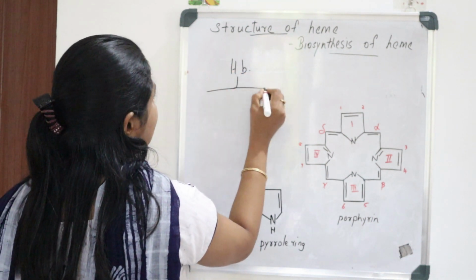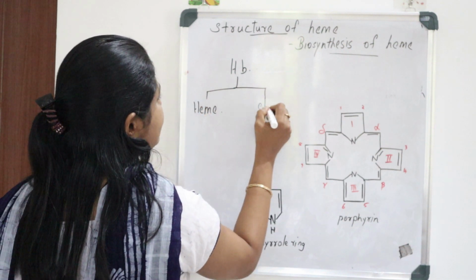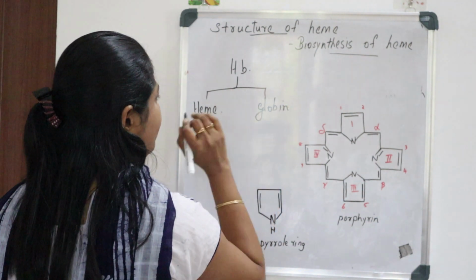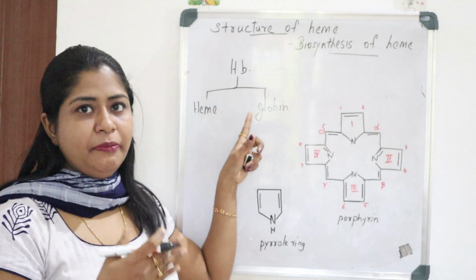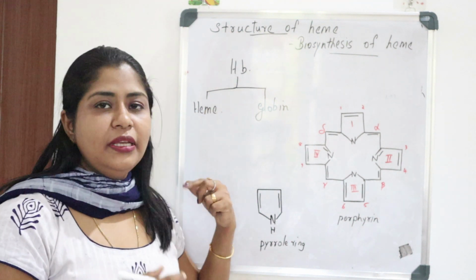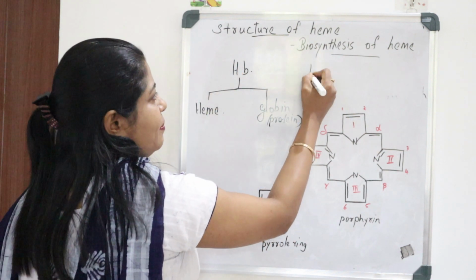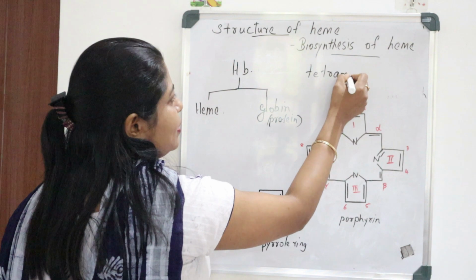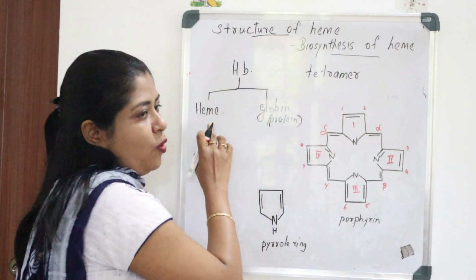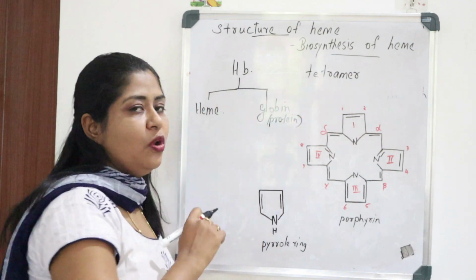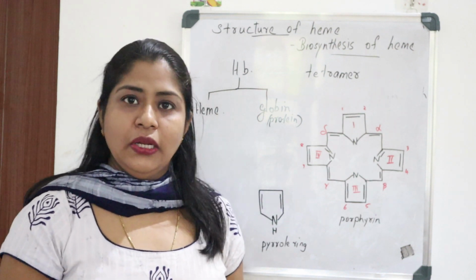It has heme as its prosthetic group and globin as the protein part, or polypeptide. So we can see heme as the prosthetic group and globin as the polypeptide, the protein part, and that is about hemoglobin. We also know that hemoglobin is a tetramer. Tetramer means it has 4 subunits, and each subunit has one globin and one heme.